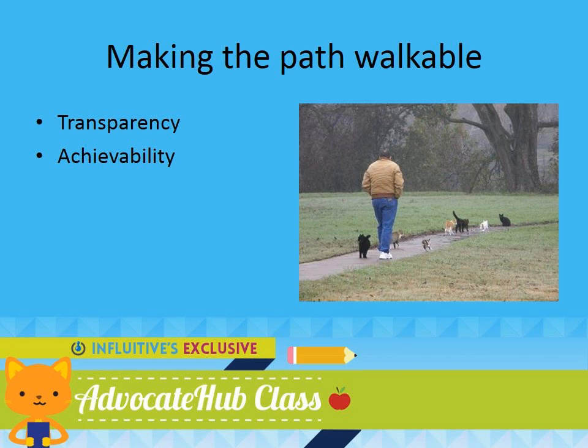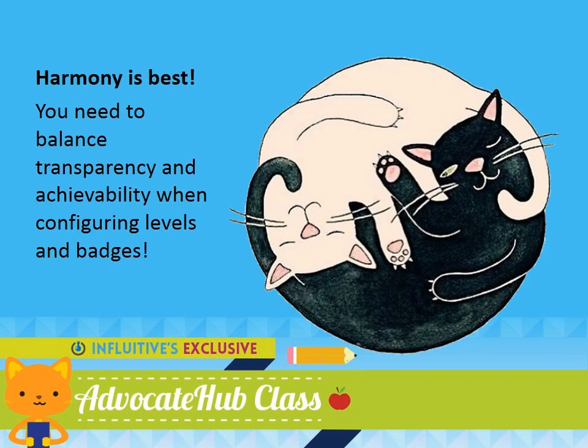So how do you go about making the path walkable? There are two elements we're going to talk about here. Number one is transparency, and number two is achievability. You need to have both transparency and achievability when configuring this all.